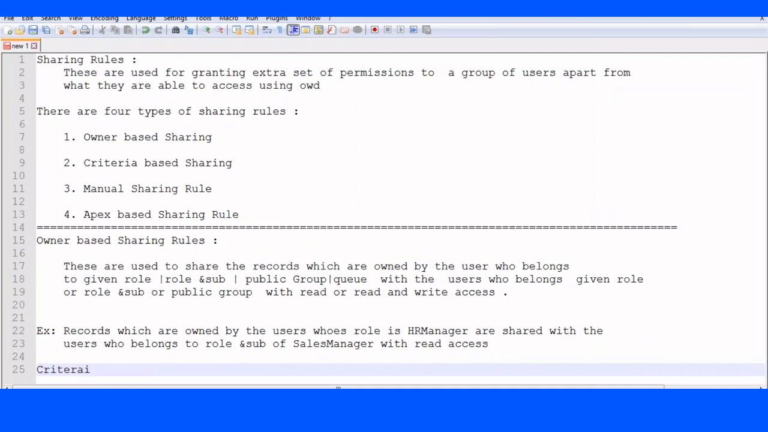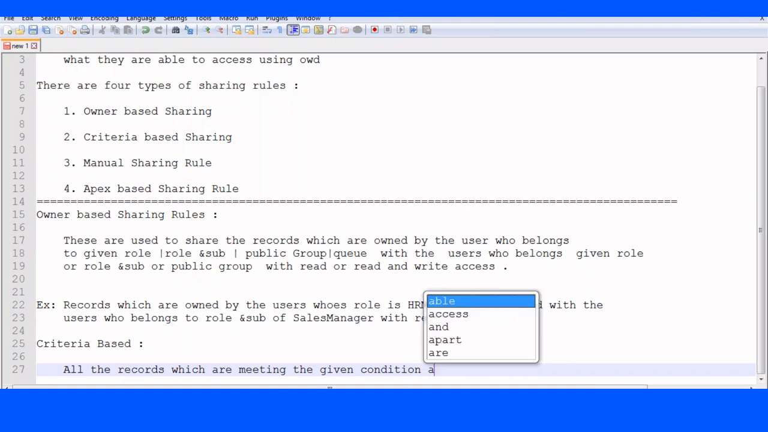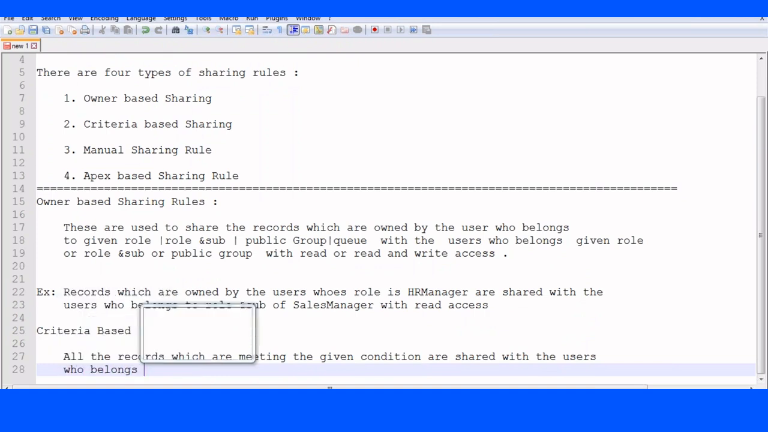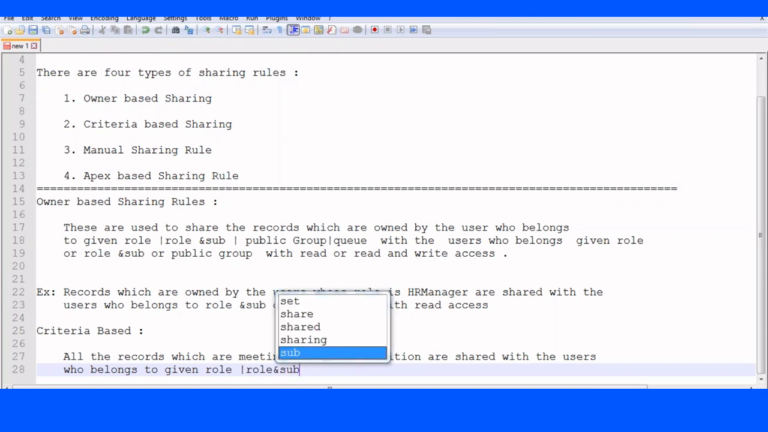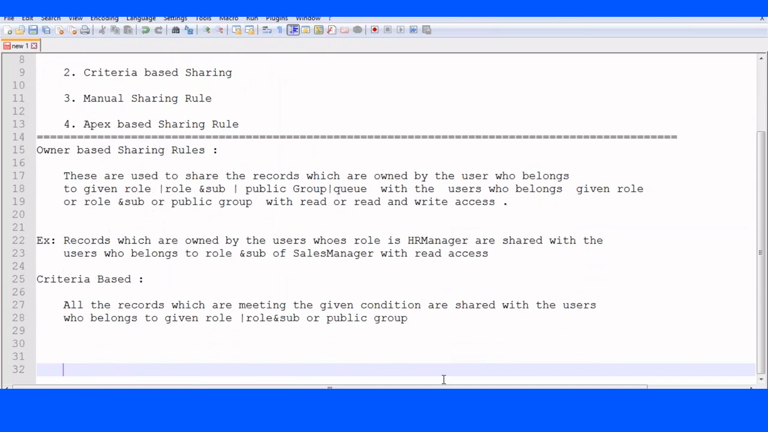Criteria. All the records which are meeting the given condition are shared with the users who belong to a given role or role and subordinate or public group.